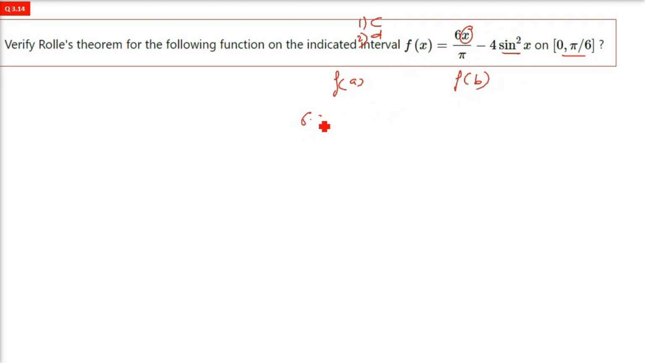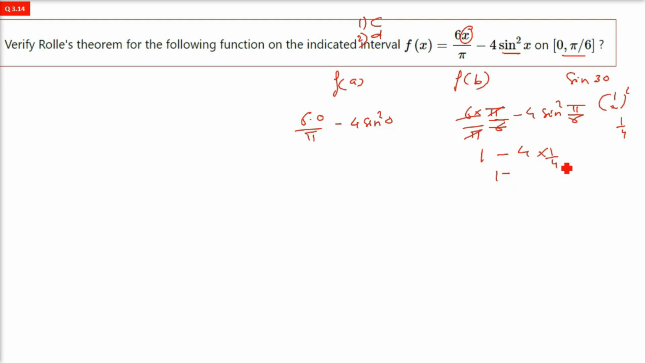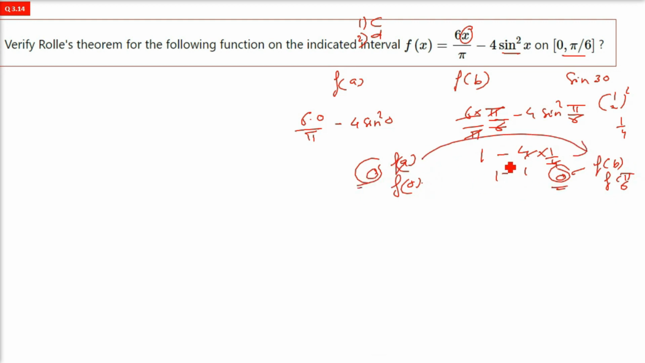What is a? 0. What is b? π/6. So I'm putting a as 0. It will be 6 into 0 by π, minus 4 sin² 0. Here with π/6, it is 6 into π/6 divided by π, minus 4 sin²(π/6). Now π gets cancelled, 6 cancels, so it is 1 minus 4 sin²(π/6). Now what is sin 30 degree? Sin 30 degree is half. Half squared is 1/4. 4 multiplied by 1/4 is 1. So 1 minus 1 is 0. Here we have 0, because both the terms were 0. So f(0) is equal to f(π/6). When both the values are equal, 0 is equal to 0, the third condition also is being met.